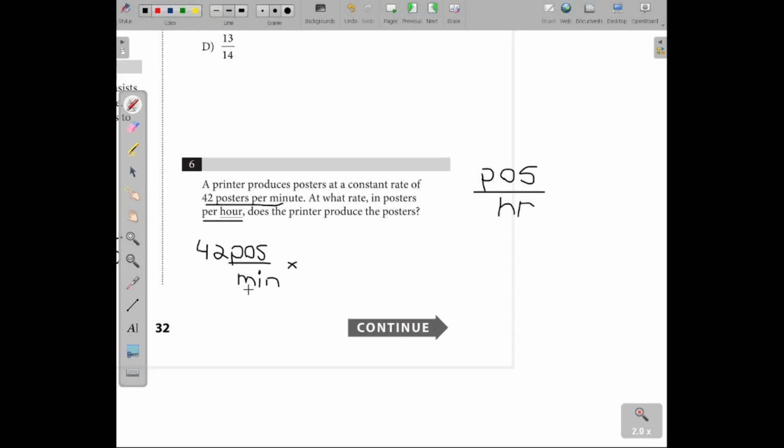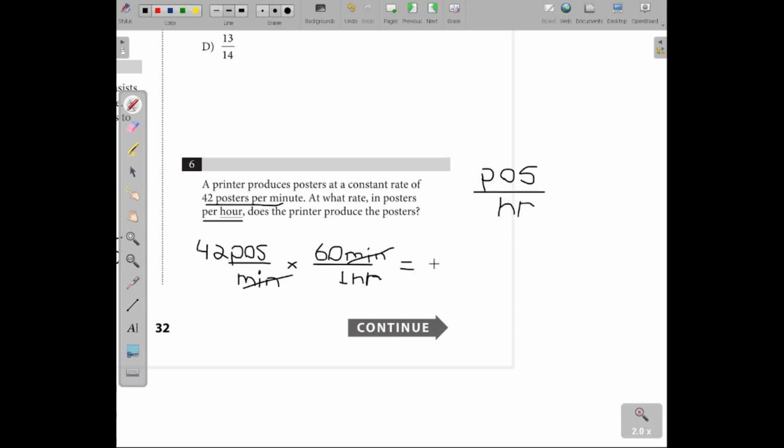So we have to transform these minutes to hours. So if we know that in 60 minutes, because the minutes have to be simplified, we have 1 hour. So we simplify the minutes, and we have to multiply that.